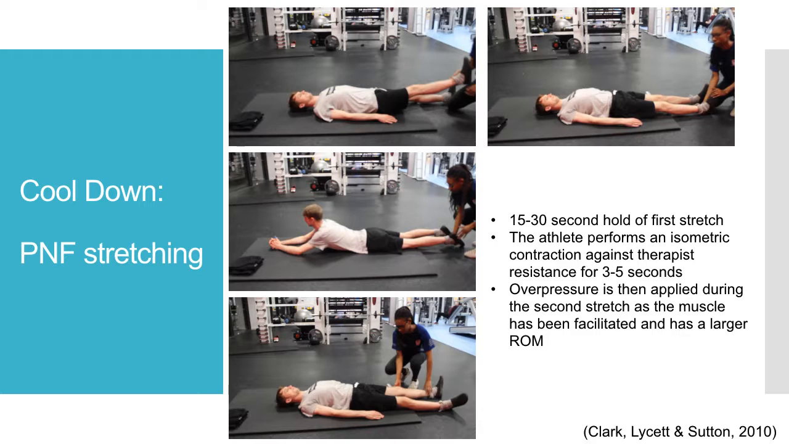As Clark and colleagues 2010 reported, static tension applied to the musculotendinous unit is facilitated by the Golgi tendon organ. Receptors are then sent to the autonomic nervous system, allowing for a reflexive relaxation of the muscle. This first stretch should be held for 15 to 30 seconds. After the first stretch, an isometric contraction will be sustained for 3 to 5 seconds. After that, another stretch will be applied. Overpressure is applied to this stretch, pushing the muscle into a new range of motion.